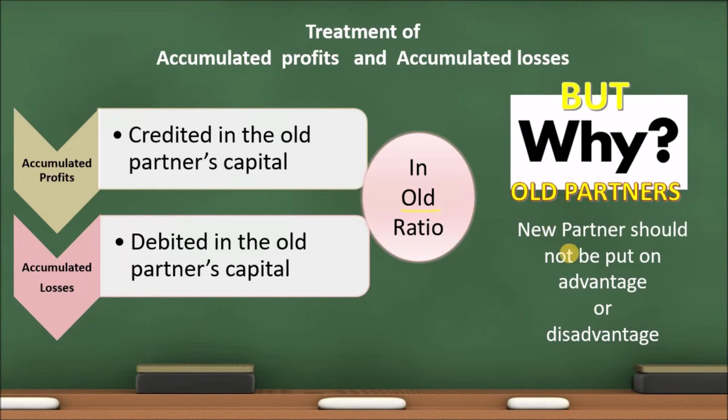Now what do you mean by they are not put at an advantage or disadvantage? Suppose there is some accumulated profit and a new partner is sharing it, he is getting an advantage out of that accumulated profit. And if there is some accumulated loss which the new partner will be sharing, he'll be put at a disadvantage. So all the accumulated profits and losses are distributed among old partners in old ratio.